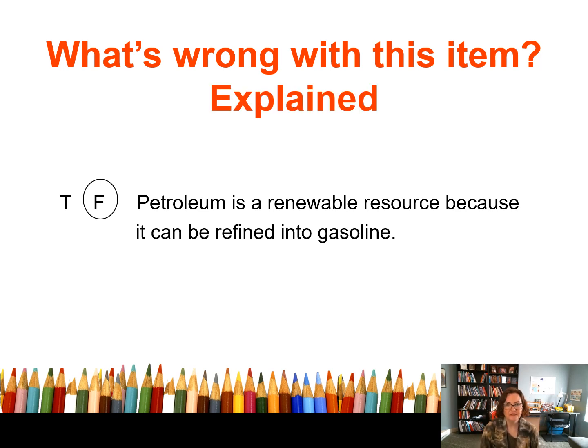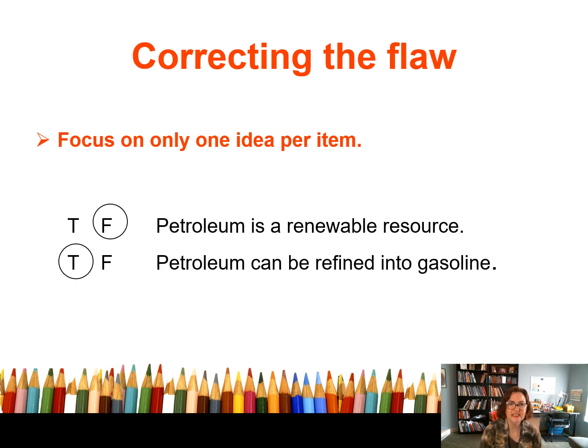This has two different ideas in it. "Petroleum is a renewable resource because it can be refined into gasoline." You need to focus on only one idea per item. And in this case, one part of the sentence was true and one part was false. Petroleum is not a renewable resource, so that one is false. But petroleum can be refined into gasoline. So by making each one a separate item, you've corrected the flaw.